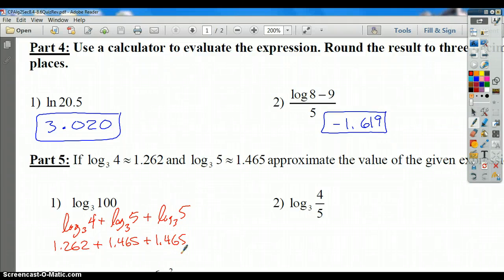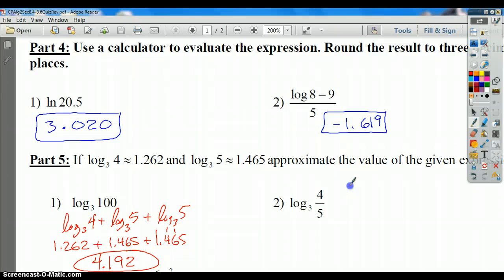I guess I'm going to try to do this addition in my head. 5 plus 5 plus 2 is 12, carry 1. 6 and 6 is 18, with a 1 is 19, carry 1. 4 and 4 makes 8, plus 2 is 10, plus 1 is 11. So I'm looking at 4.192 for log base 3 of 100.